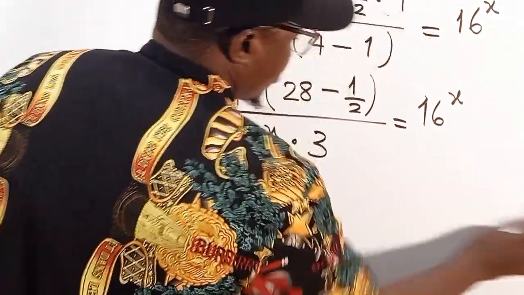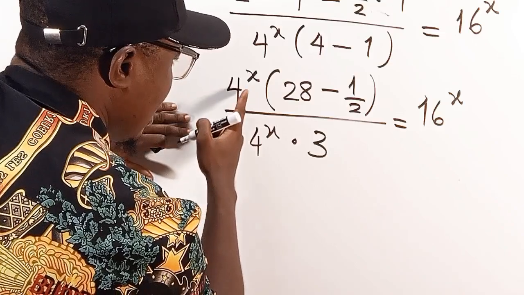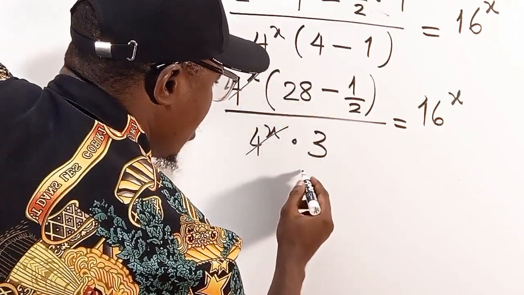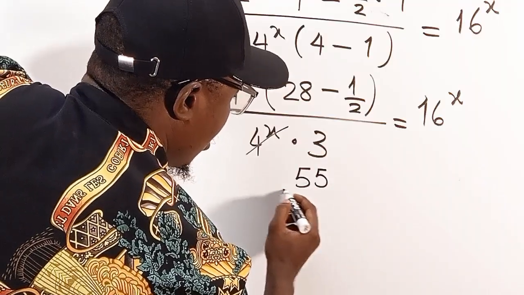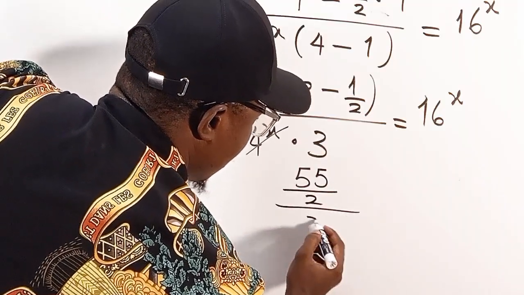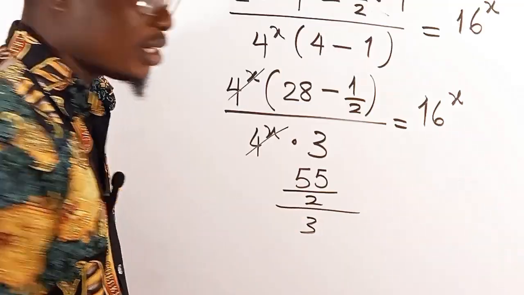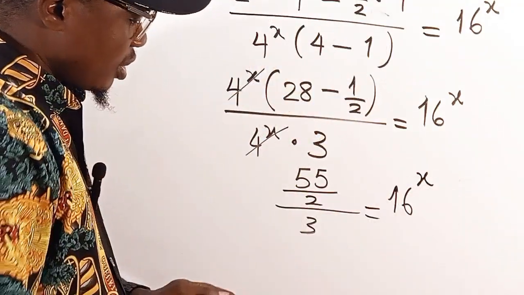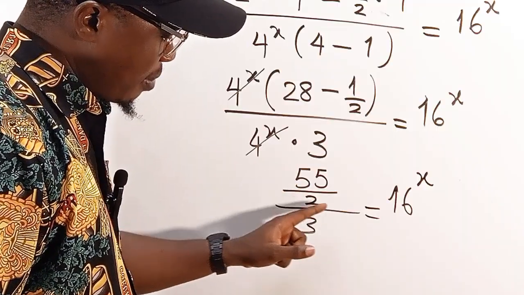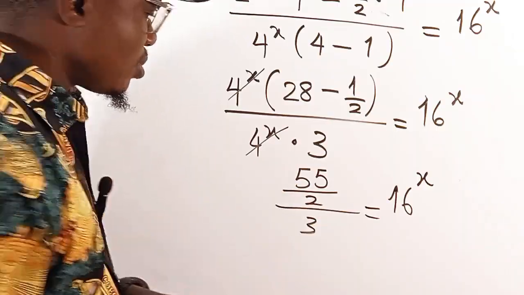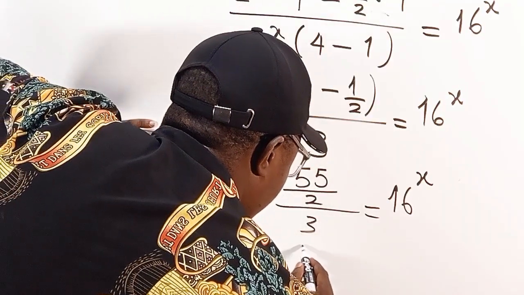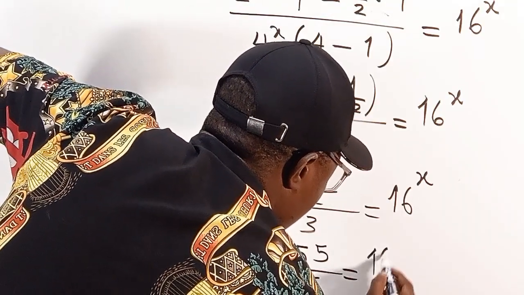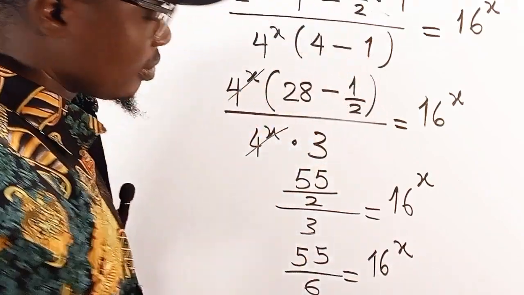Understood? So we are going to have this, you see that here and this will be cancelled because they are the same. We are going to have 55 all over 2, then divided by 3, according to what we have here. Then everything equal to 16 to the power of x. Now, 55 divided by 2 all over 3. So this will give us 55 over 6, then equal to 16 to the power of x.